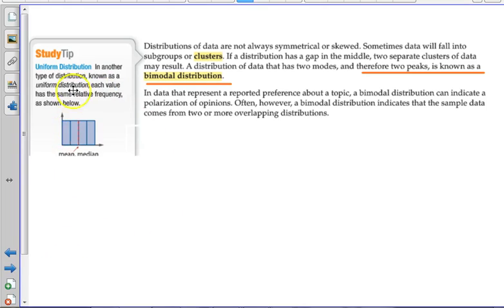A uniform distribution is when all of the categories have exactly the same value. The mean and median will also be the same, so this is a kind of symmetric distribution, okay? It's just called uniform because they're all the same. Distributions of data are not always symmetrical or skewed. Sometimes they fall into clusters, okay? You can have a whole bunch low or a whole bunch high, etc. Then it's known as bimodal. We're not going to do a bunch of stuff with that, okay?